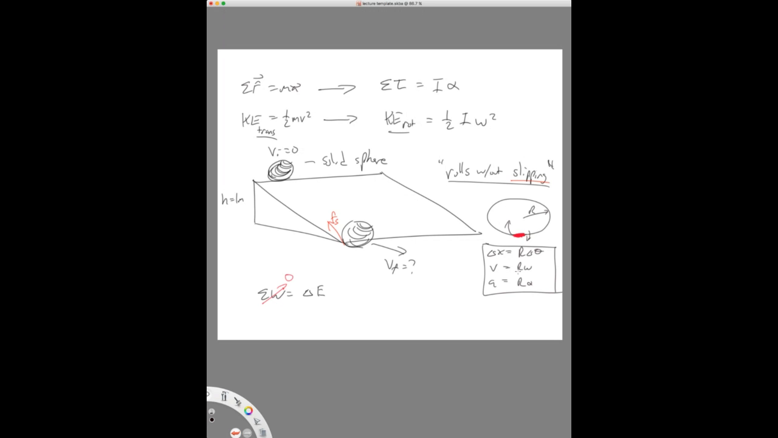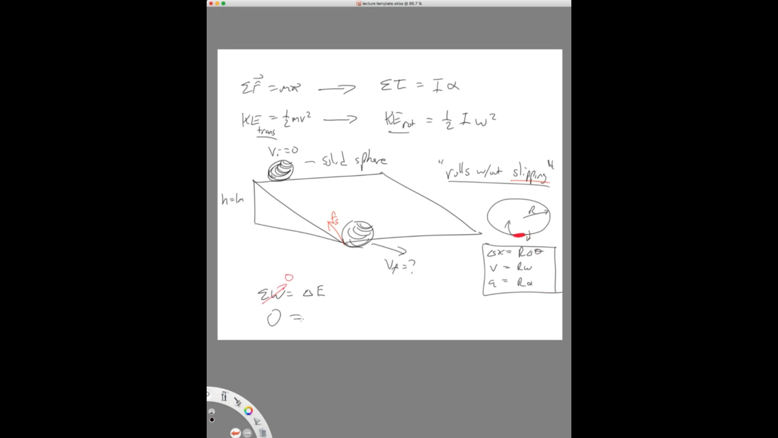But those are going to be the case for all of our rolling problems. So it's always going to be rolling without slipping, and so therefore we will always have no work done by friction, and these relationships between the linear and rotational variables will hold.